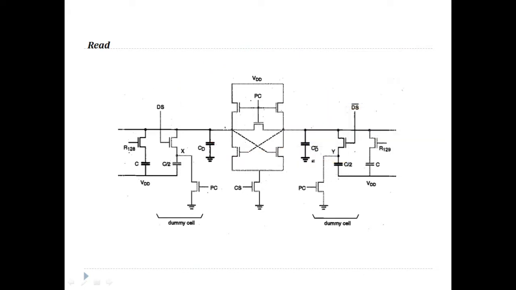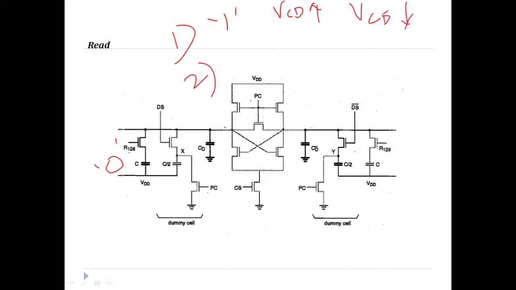Now let's assume the second case. In the first case we saw that 1 was stored. In the first case, VCD increased and VCD bar decreased. Now let's see what happens if we try to read 0. Now the 0 is stored here, that means this capacitor does not carry any charge. As the capacitor does not carry any charge, during the read operation we know that this will be activated. So this will be shorting this capacitor with this.